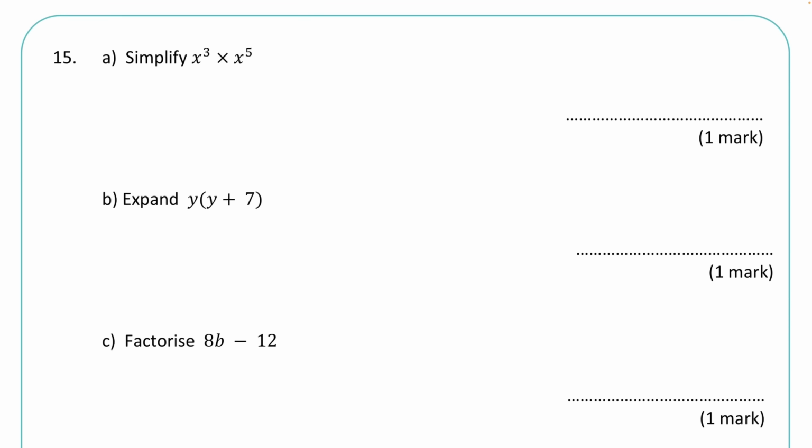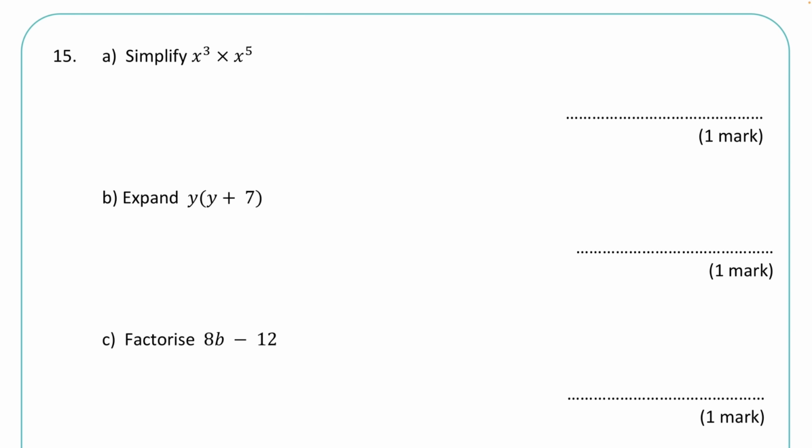Okay, so we've got some algebra. Simplifying x to the power of 3 times x to the power of 5. When we are multiplying and we have the same base, which we do here, we can add the powers, so that becomes x to the power of 8. We do the opposite when dividing: when dividing we subtract the powers. The only other alternative there is when you have powers in brackets, and that's when you multiply the powers, so that would become x to the power of 15. So be very careful here, we are adding the powers when multiplying.